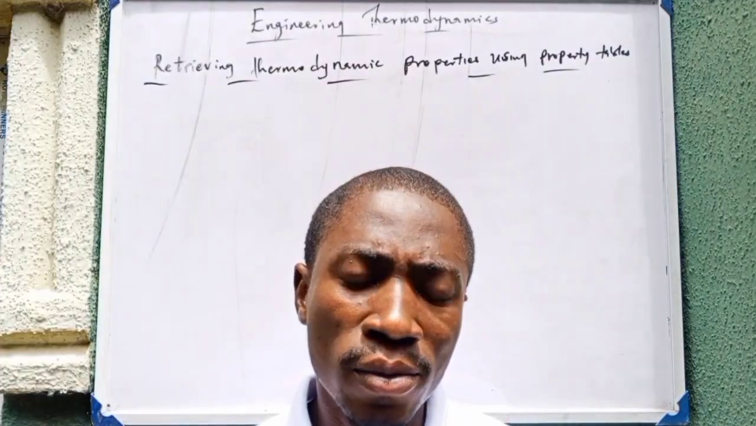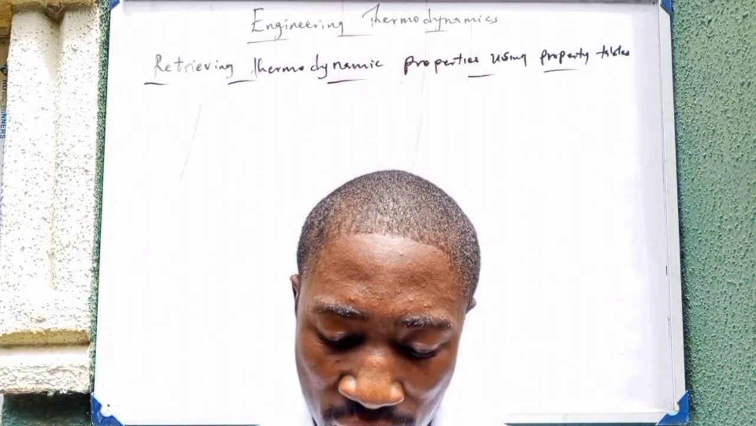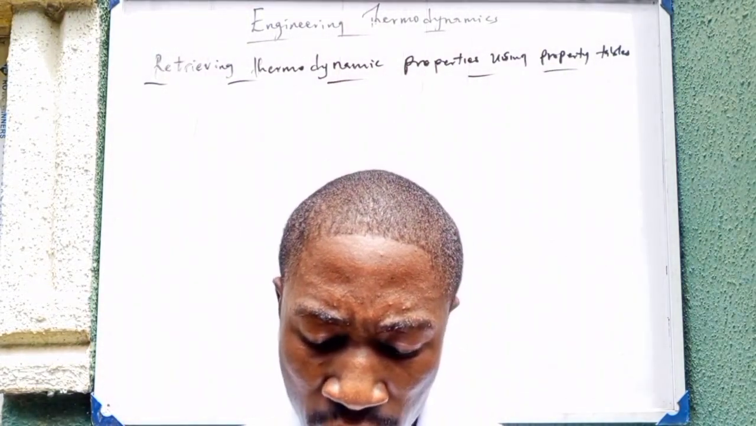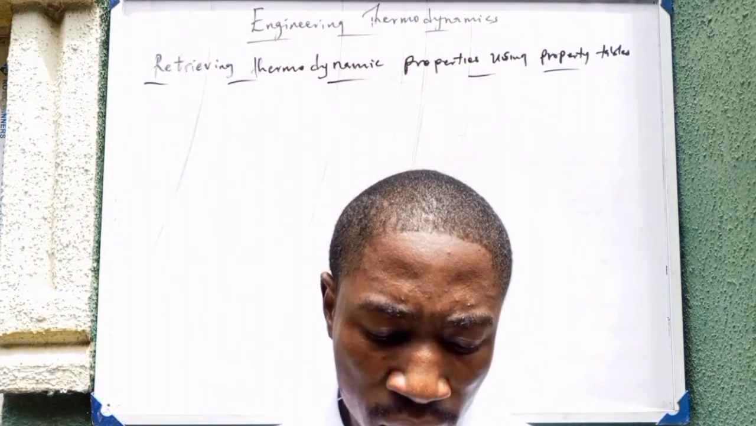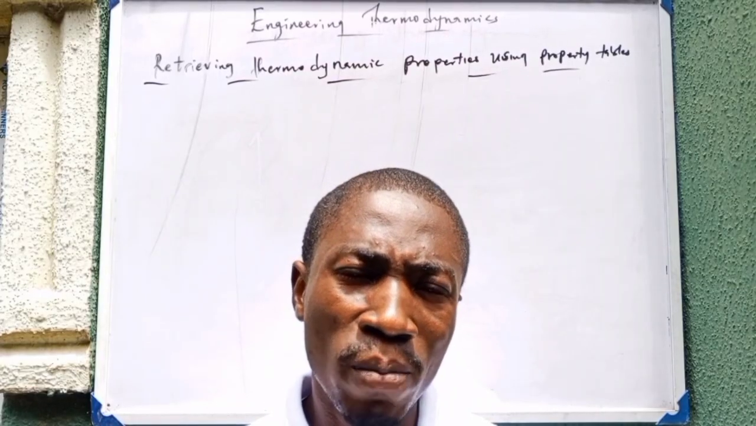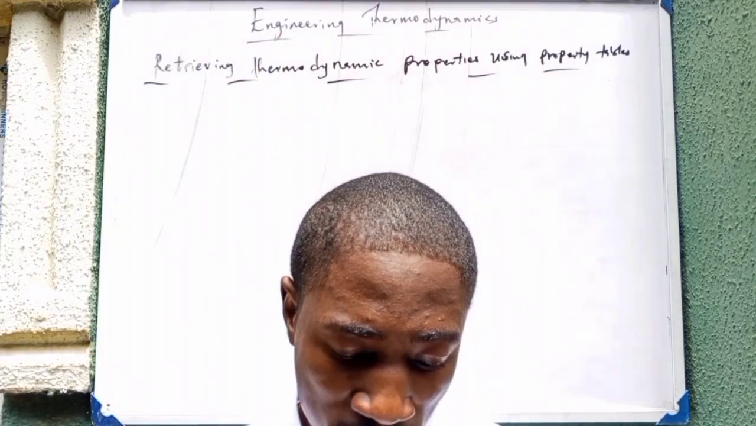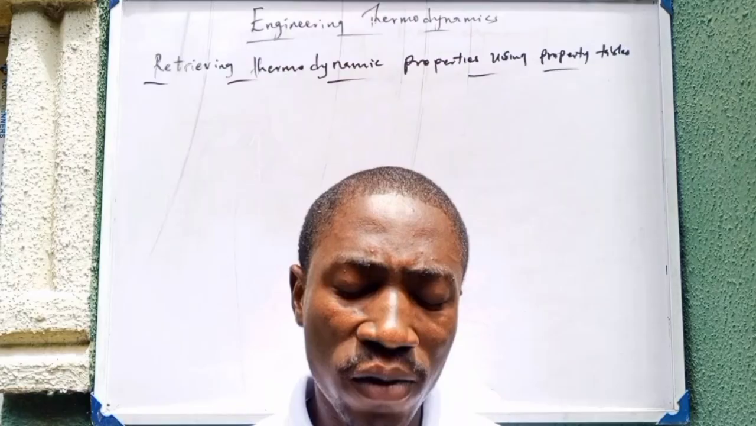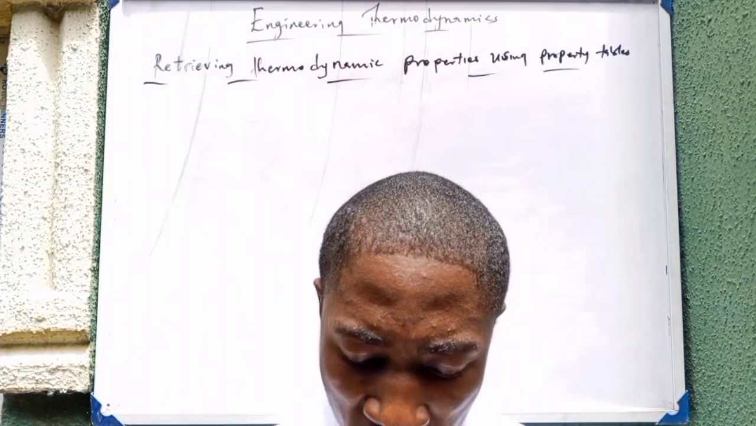A property table is a table that contains the thermodynamic properties of a substance at various equilibrium conditions of pressure, temperature, and phase. Take note of the word equilibrium. So what the property table does is to provide us with information about the properties of pure substances at equilibrium states. And the properties can be pressure, temperature, specific volume, internal energy, enthalpy, and entropy.